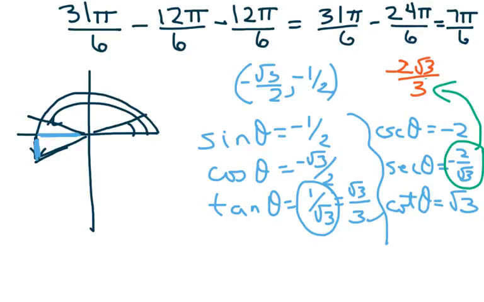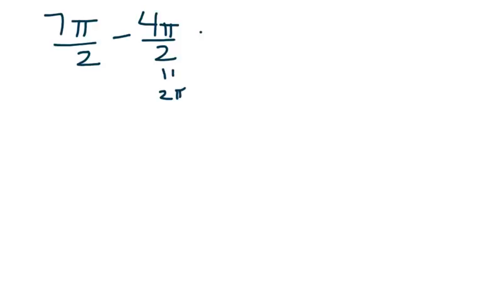And you want to do another one? I think that we can do one more. Let's do 7 pi over 2. There's 7 pi over 2. Clearly that's bigger than 4 pi over 2, which equals 2 pi. You subtract, you get 3 pi over 2.